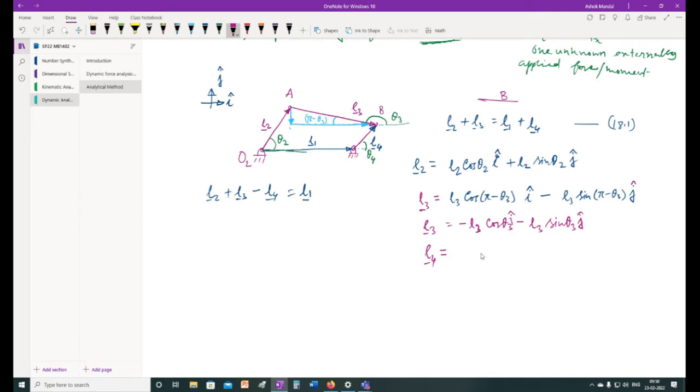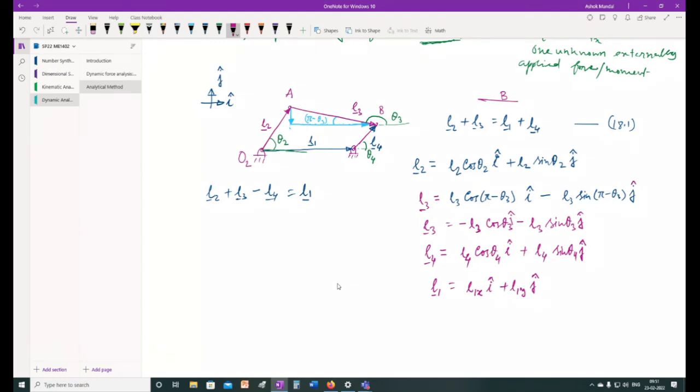Yes, sir. Now we write what is L4. L4 again is very simple. L4 can be written as L4 cos theta 4 in the i direction plus L4 sin theta 4 in the j direction. What about L1? L1 can be written simply, because it is not changing its magnitude and its orientation, as its x component in the i direction plus its y component in the j direction.